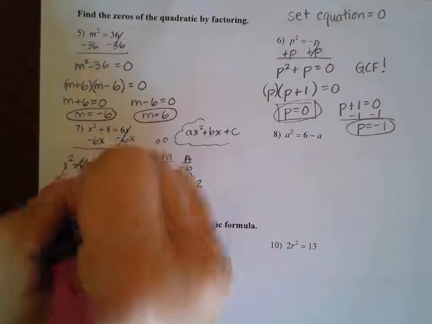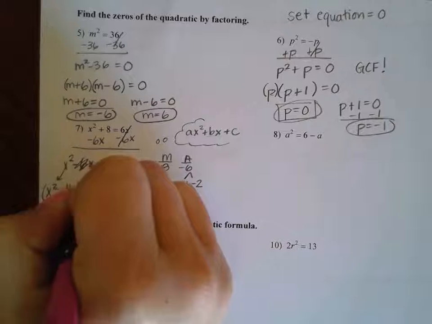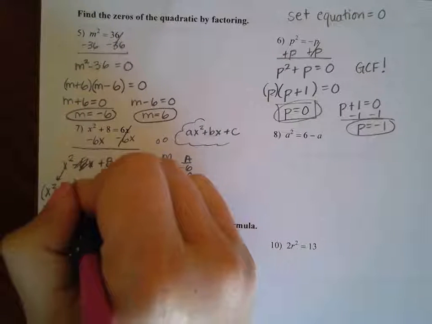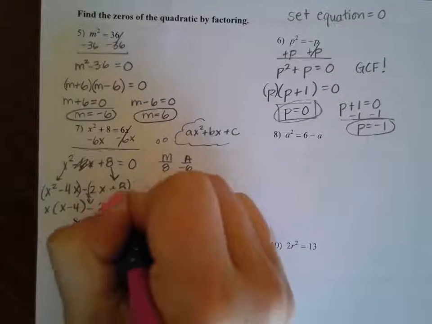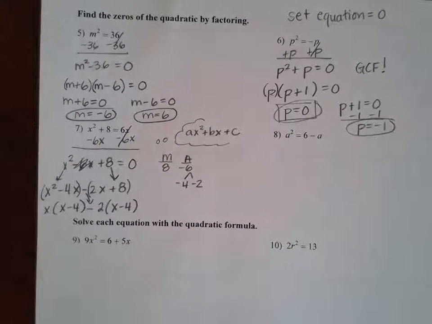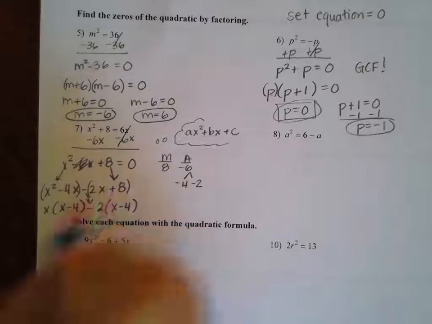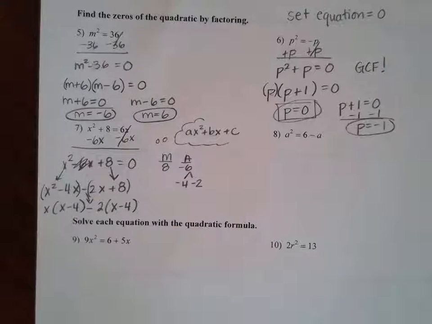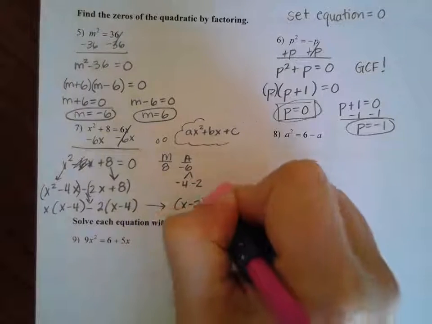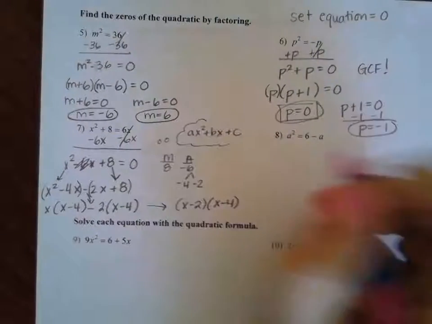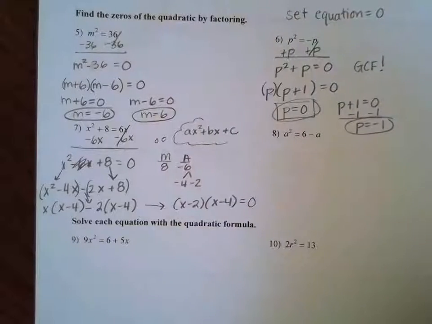Take out an x, you're left with x minus 4. Bring down the minus sign, take out a 2, you're left with x minus 4. Negative times negative gives you positive, that's why that needs to be a negative 4. And then your answer is x minus 2 times x minus 4. Now remember, this is an equation. It's set equal to 0.